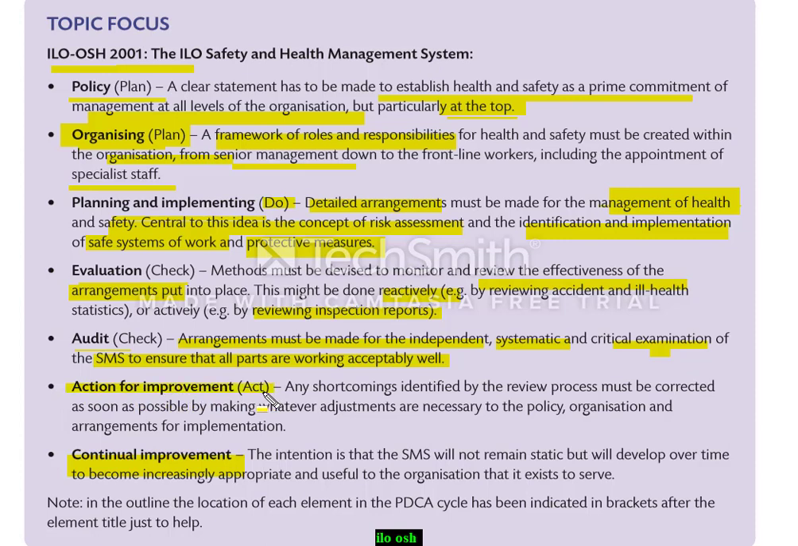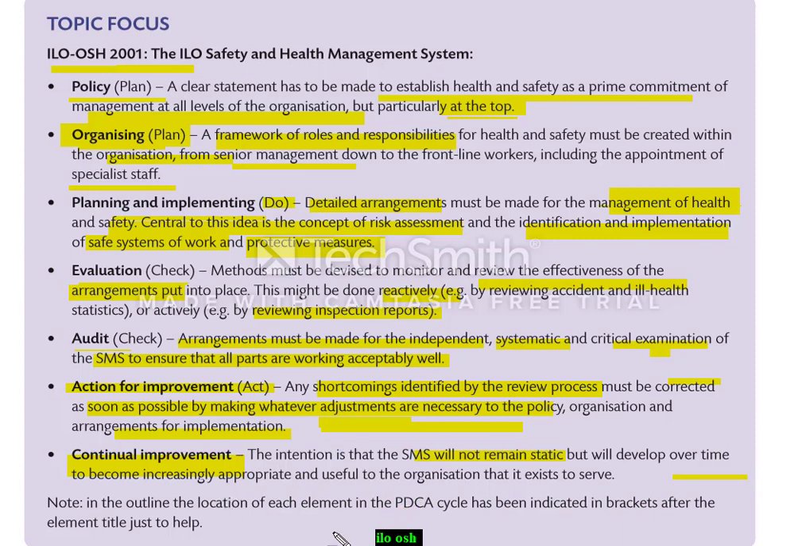Any shortcomings identified by the review process, some mistakes that are evaluated, must be corrected as soon as possible by making whatever adjustments are necessary. So these shortcomings are addressed by making adjustments, fixing these mistakes in the organization's arrangements and implementation. Number 6 is continual improvement. The intention is that the safety management system will not remain static. Every time we review the ILO OSH management system, some mistakes arise. So there is a need for continual improvement, developing the safety management system over time.